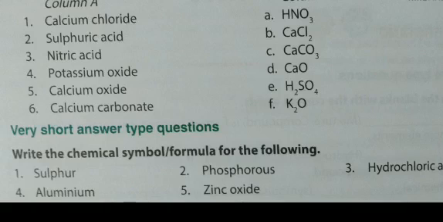Now the second part, write very short answer type questions. Write the chemical symbol or formula of the following. 1 is sulfur, it will be S. 2 is phosphorus, it will be P. 3 is hydrochloric acid, it will be capital H, capital C and small l, HCl. Part 4, aluminium, Al, l is small. 5, zinc oxide, Z capital, n small, O capital, ZnO.